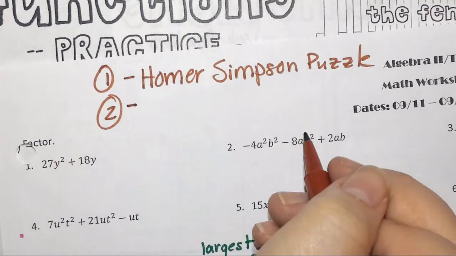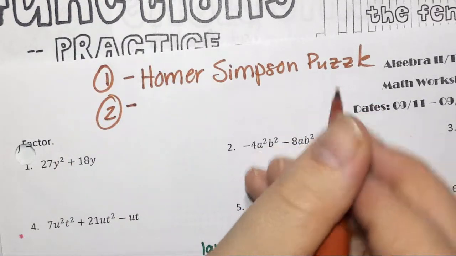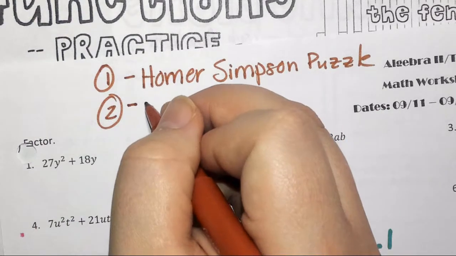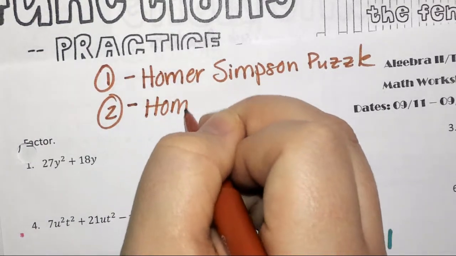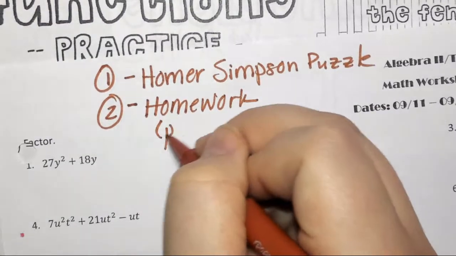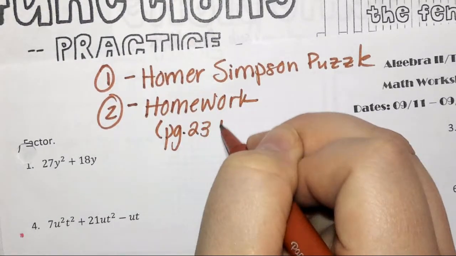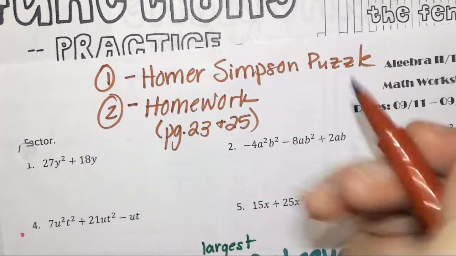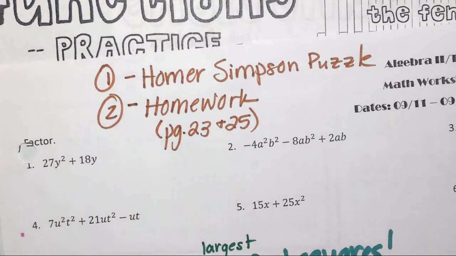The second thing I need you to be working on is your homework. As you recall, it is pages 23 and 25 of your notes. Page 23, Xavier can do pretty quickly. It's just more evaluating practice. Page 25, however, is going to take Xavier a long time because he has to graph.